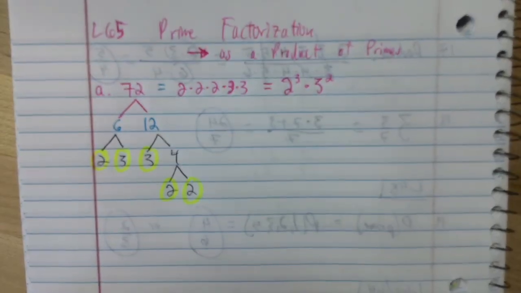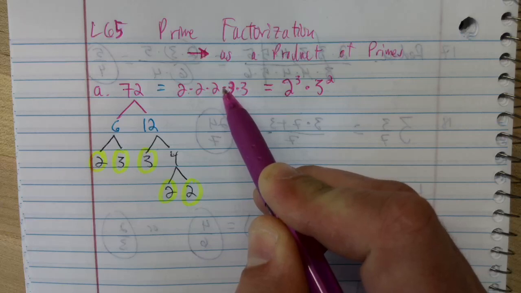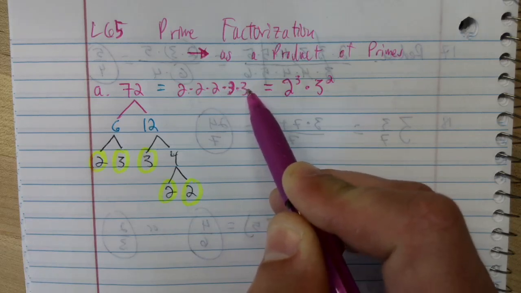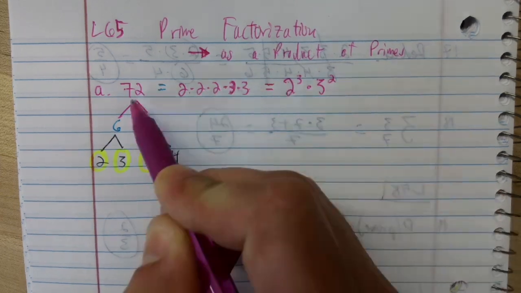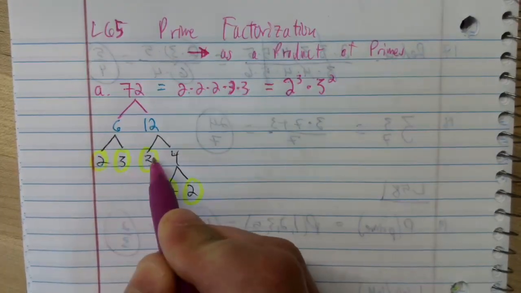Okay, so what is 2 to the third, really? Well, that's 2 times 2 times 2. 8, for anybody thinking that way. And then 3 times 3, that's 9. What's 8 times 9? 72. Okay, so we can check ourselves here, but this is what I'm looking for.